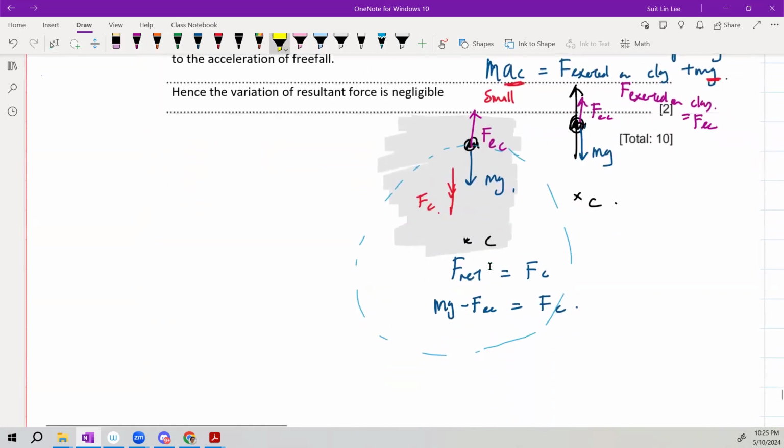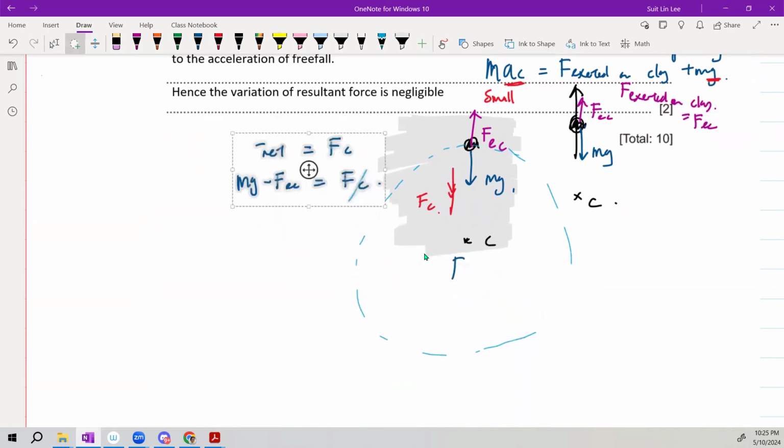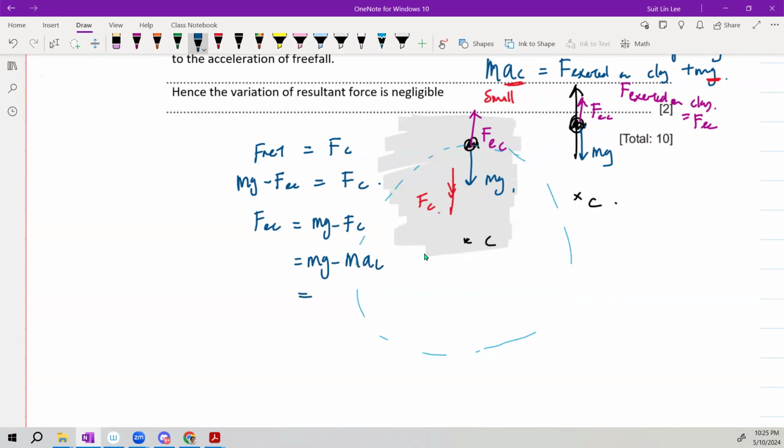So they're basically asking you to think about the whole circle. Because this is at the top of the circle. I put this one here. This is the top of the circle. Right? Your force exerted, this one, is equal to mg minus Fc. But this ac is very small.